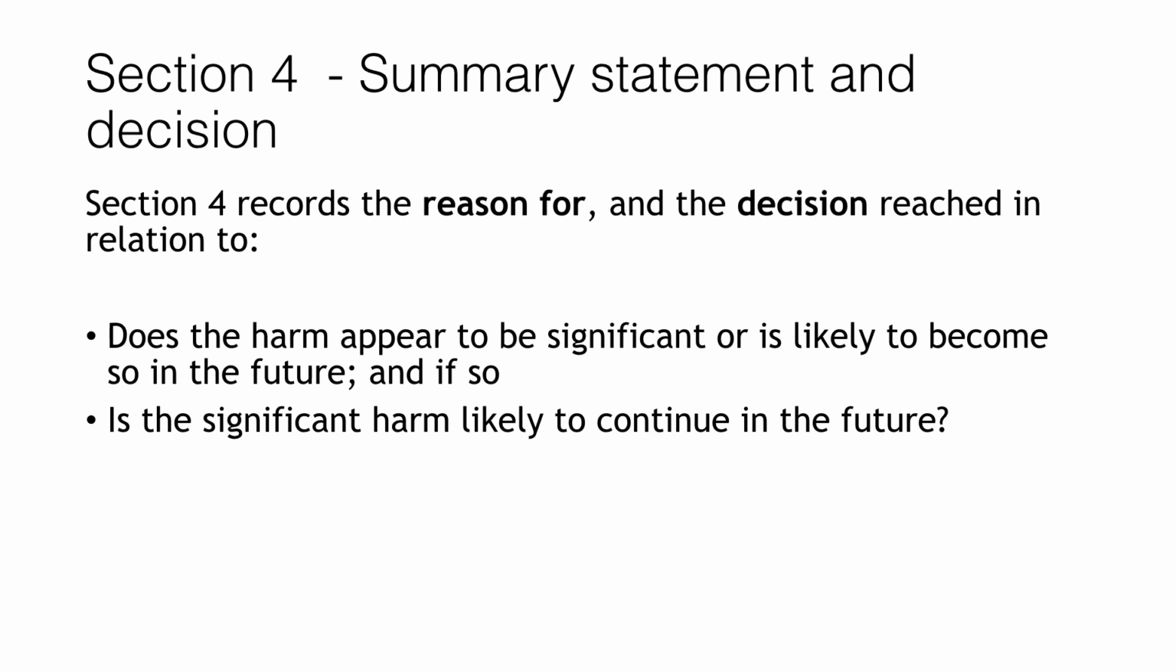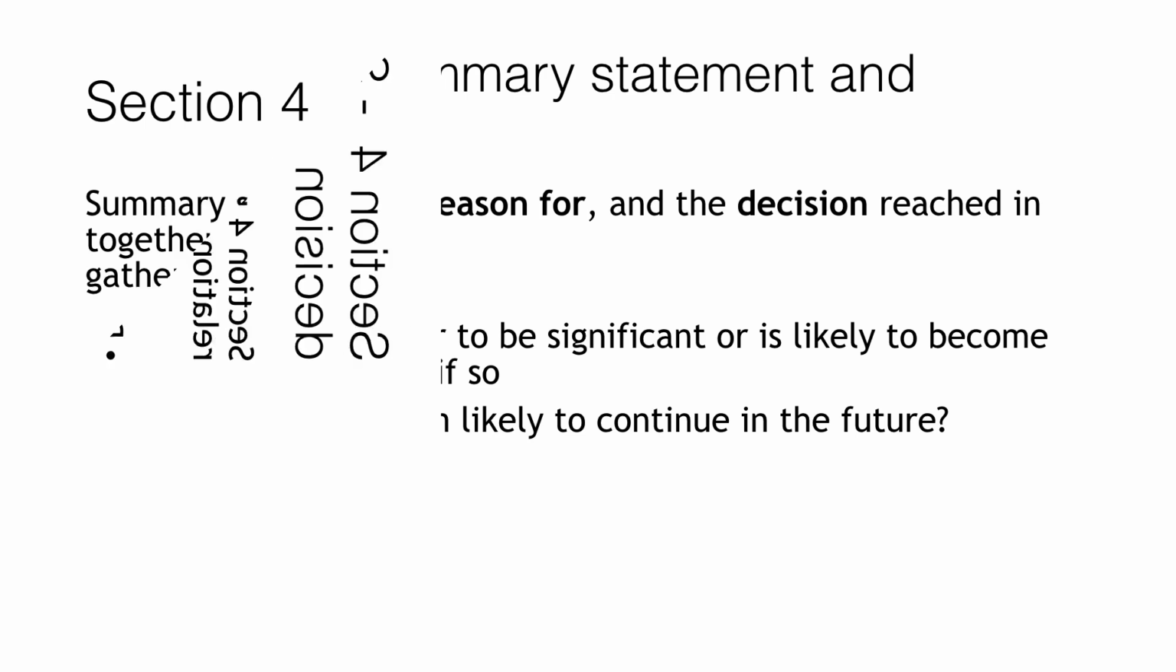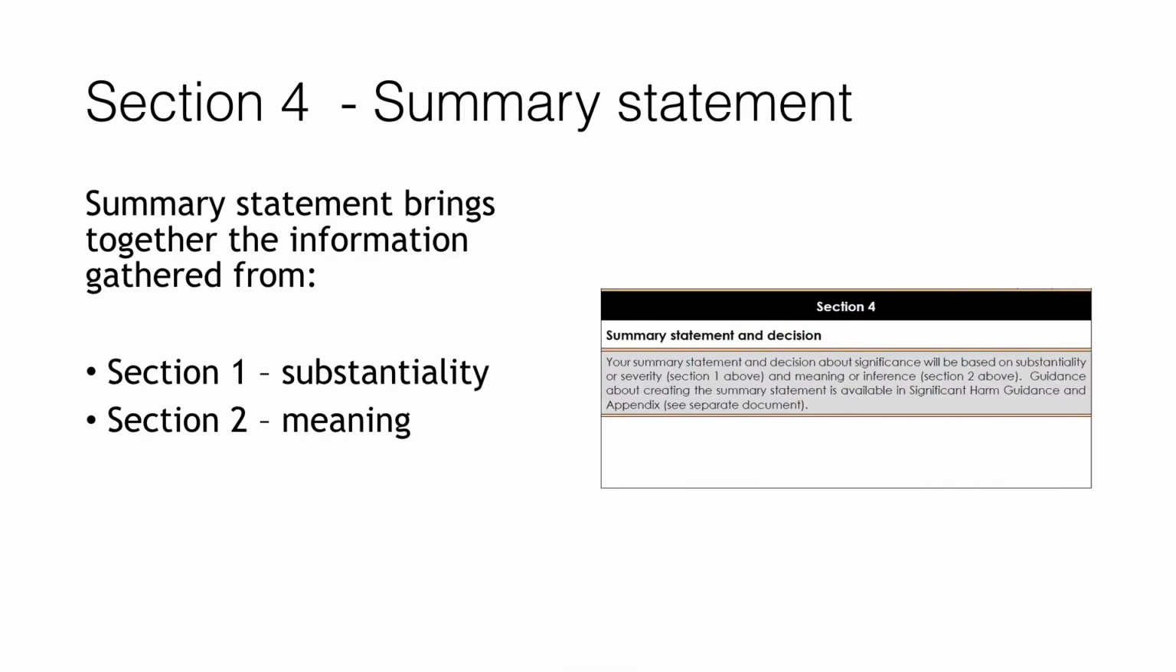The summary statement brings information together. There's a lot of information about this in the guidance document. The summary statement is drawn from sections 1 and 2 of the checklist. Section 1 focuses on the question of substantiality, linked to the indicators from Working Together 2010. Section 2 focused on identifying meaning or attribution. Section 2 has 3 elements: reasonable parenting, a child being beyond parental control, and exploitation. In the guidance documents there are several examples.